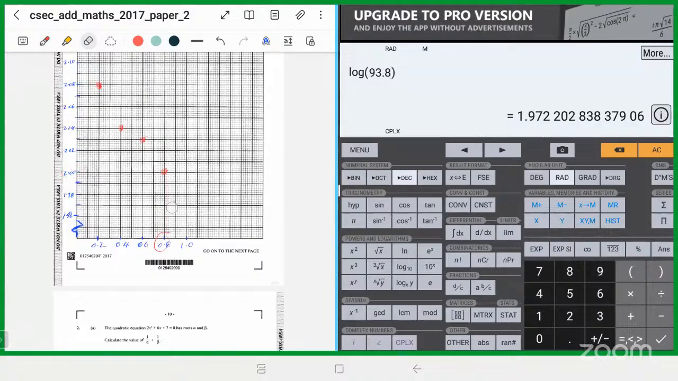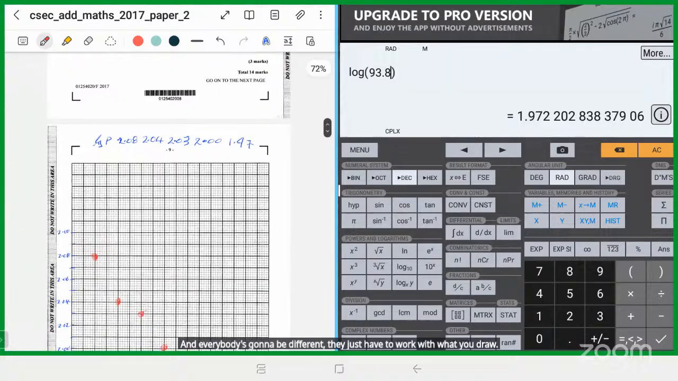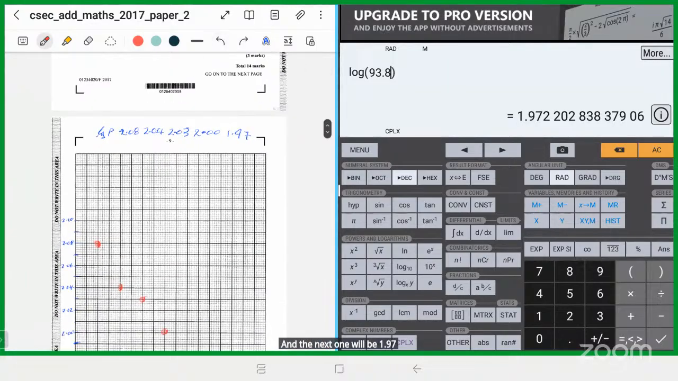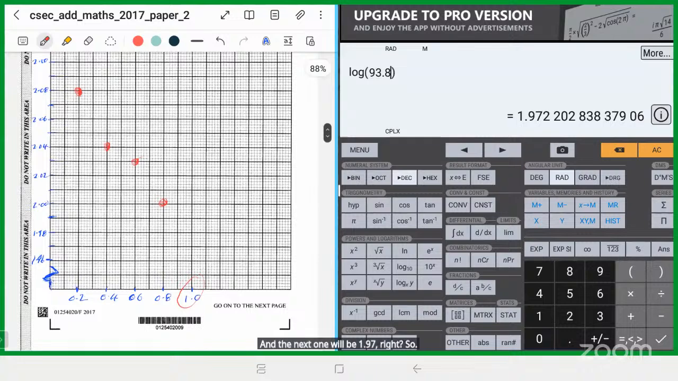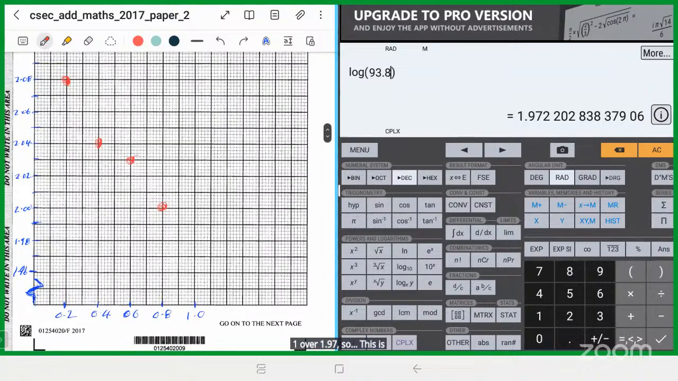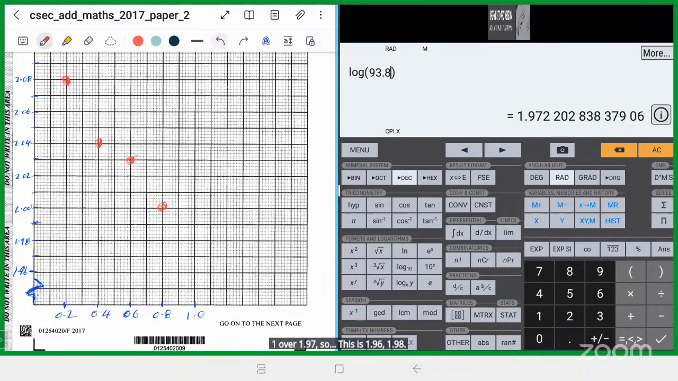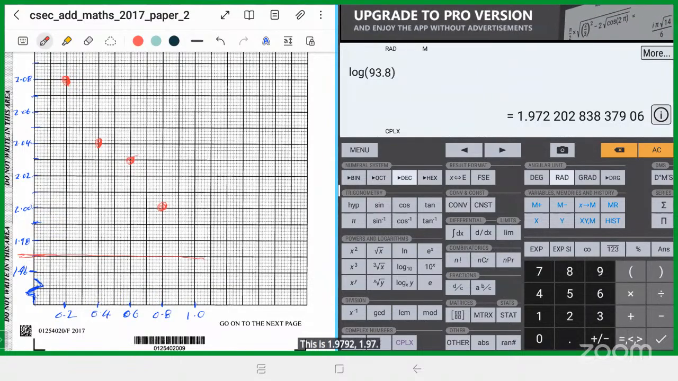And every line is going to be different. You just have to work with what you draw. And then the next one will be 1.97, right? So 1 will be 1.97. So this is 1.96, 1.98. This is 1.97 right here, 1.97 right here, and 1, talking about this point. So those are the points that the line must pass through.